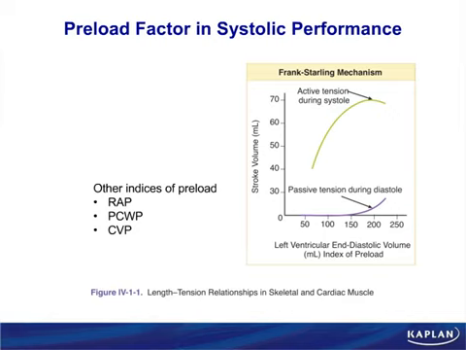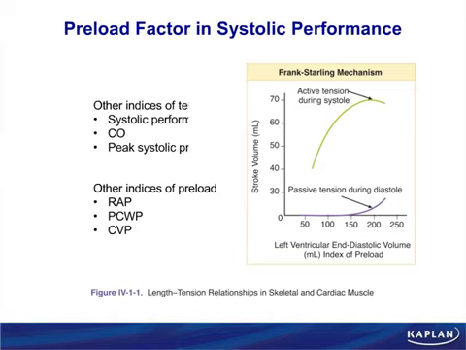We can utilize right atrial pressure, we could use pulmonary wedge pressure, we could use CVP. Again, they're all telling you the same thing. They're telling you preload for the ventricle, preload for the pump. We don't put tension on the y-axis like we do with skeletal muscle. Instead, we put an index of tension, stroke volume. But we have other indices of tension.